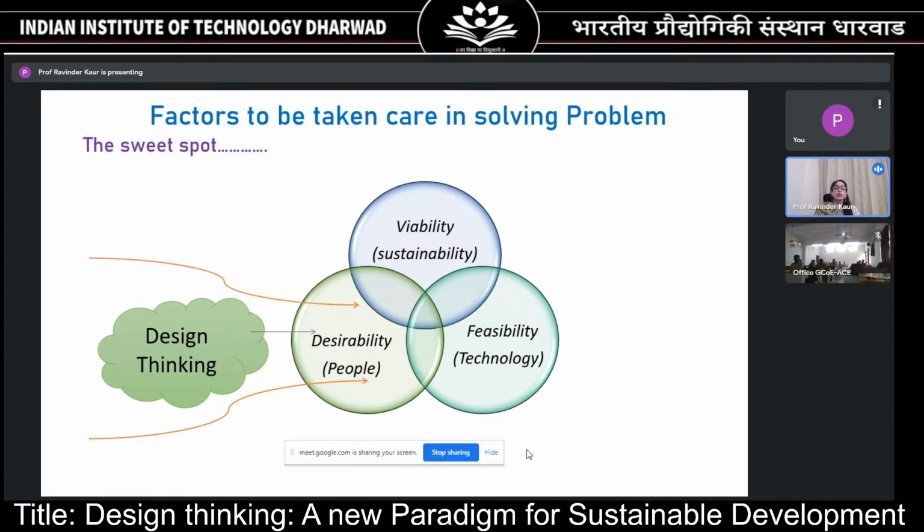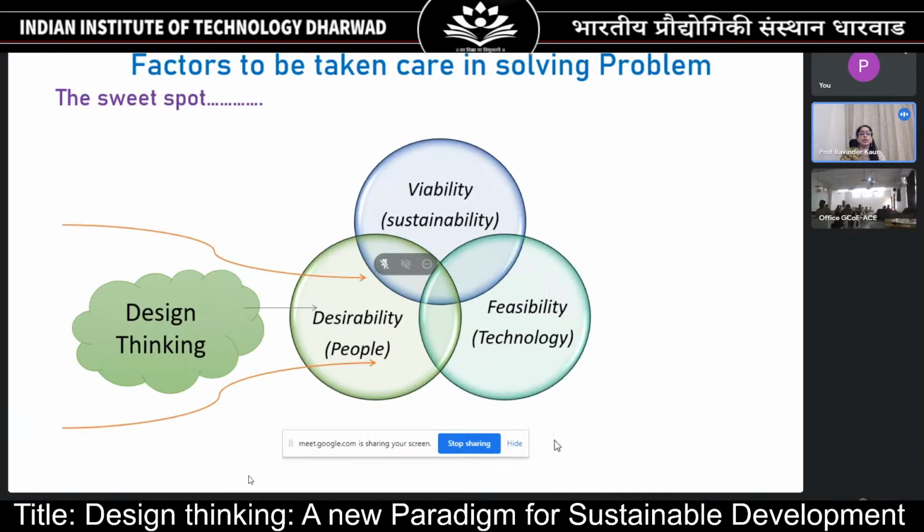Whatever you are trying to reach a solution for, whether it is desirable or not, then whatever ideas you are trying to use to give a solution according to the desirability, are they technologically possible or not? Is modern day technology going to give you that idea being implemented actually? So we talk about feasibility. And then finally about the future, whatever the product or the process we are talking of, is it viable in terms of future, whether it's sustainable or not.